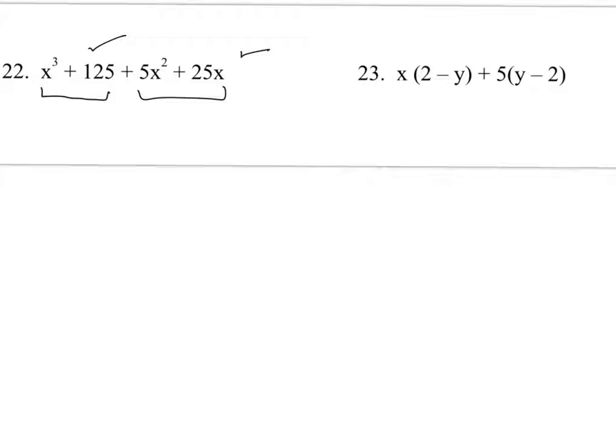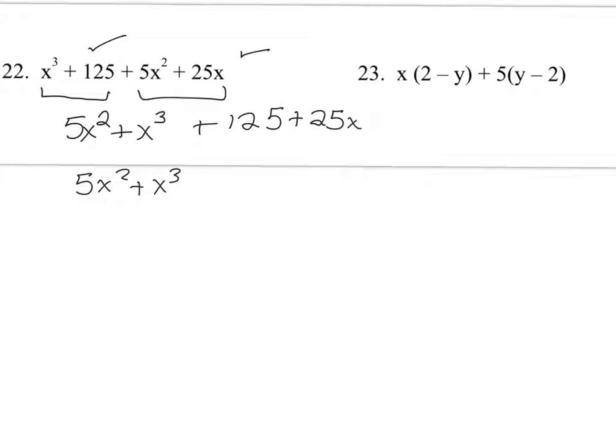I am going to put 5x squared plus x cubed together. And then I'm going to put 125 plus 25x together. Okay, so that's my grouping. I can do that. So let me put some parentheses around my groups. 5x squared plus x to the third power, and 125 plus 25x.